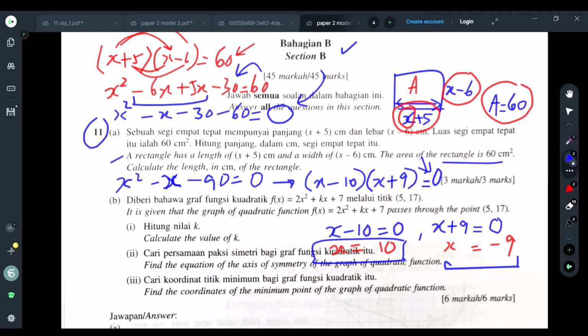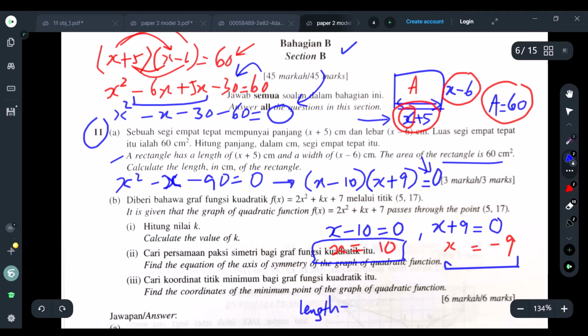So your length is this one. The length will be x plus 5. Your x is 10, so 10 plus 5, you'll get 15. This is the answer, 15 cm.